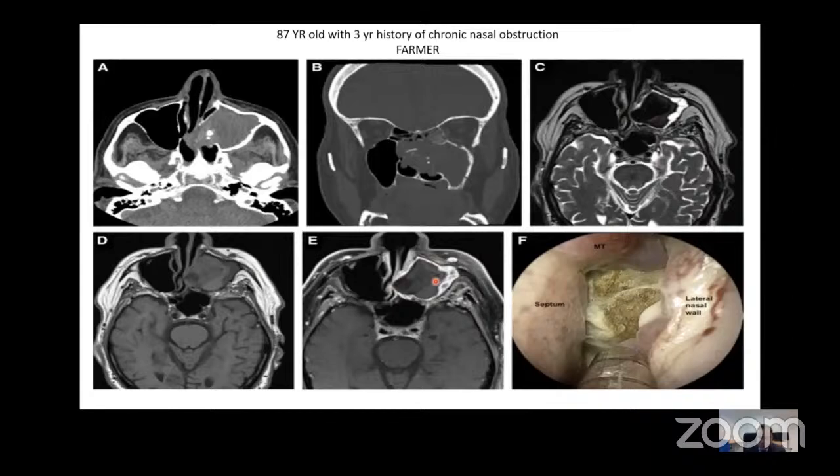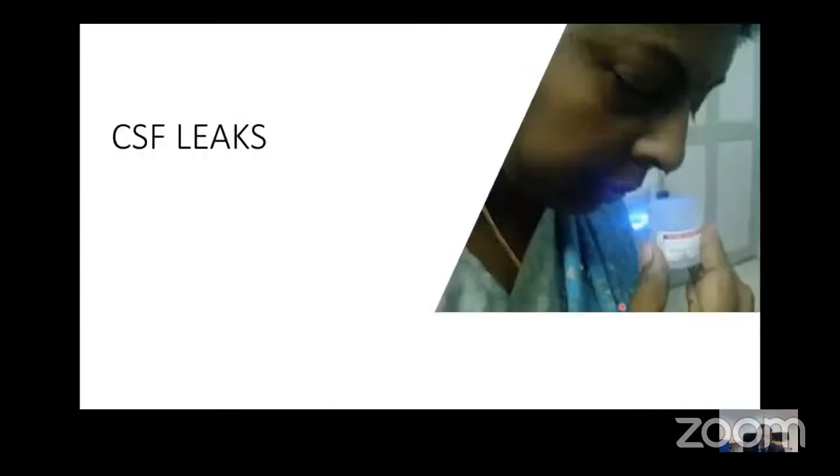So when we combine these three, we conclude that this has to be a benign lesion, probably fungal in origin, and it turns out, without any surprise, that it is an aspergilloma, and that's what we see when we do the middle meatal antrostomy. So this is how imaging can be extremely useful in helping you with your diagnosis.